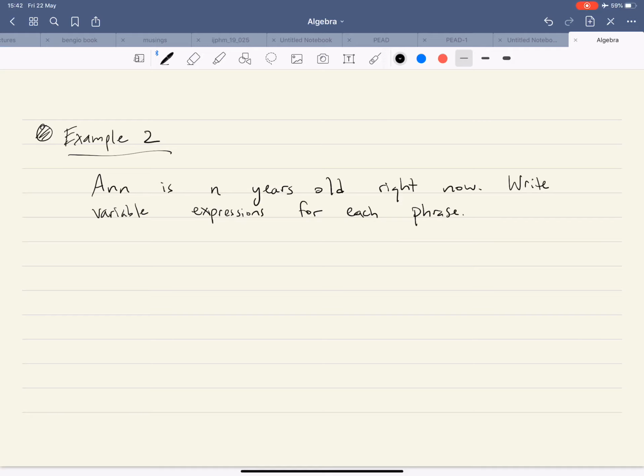So the first phrase that we're going to take a look at is Anne's age 5 years from now. So we're talking about in the future, what is Anne's age going to be? And how far in the future are we going? Well, we're going 5 years into the future. So Anne's age right now is n. Anne's age in 5 years is going to be n plus 5.